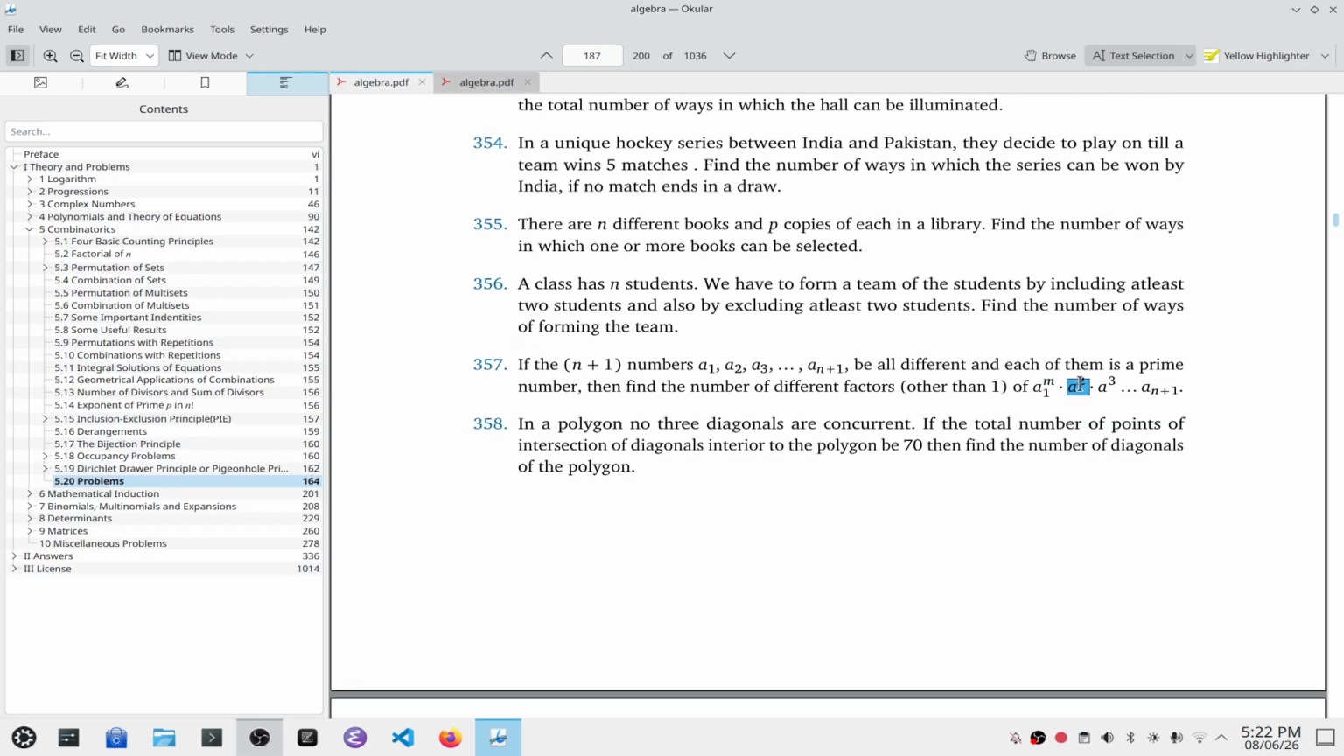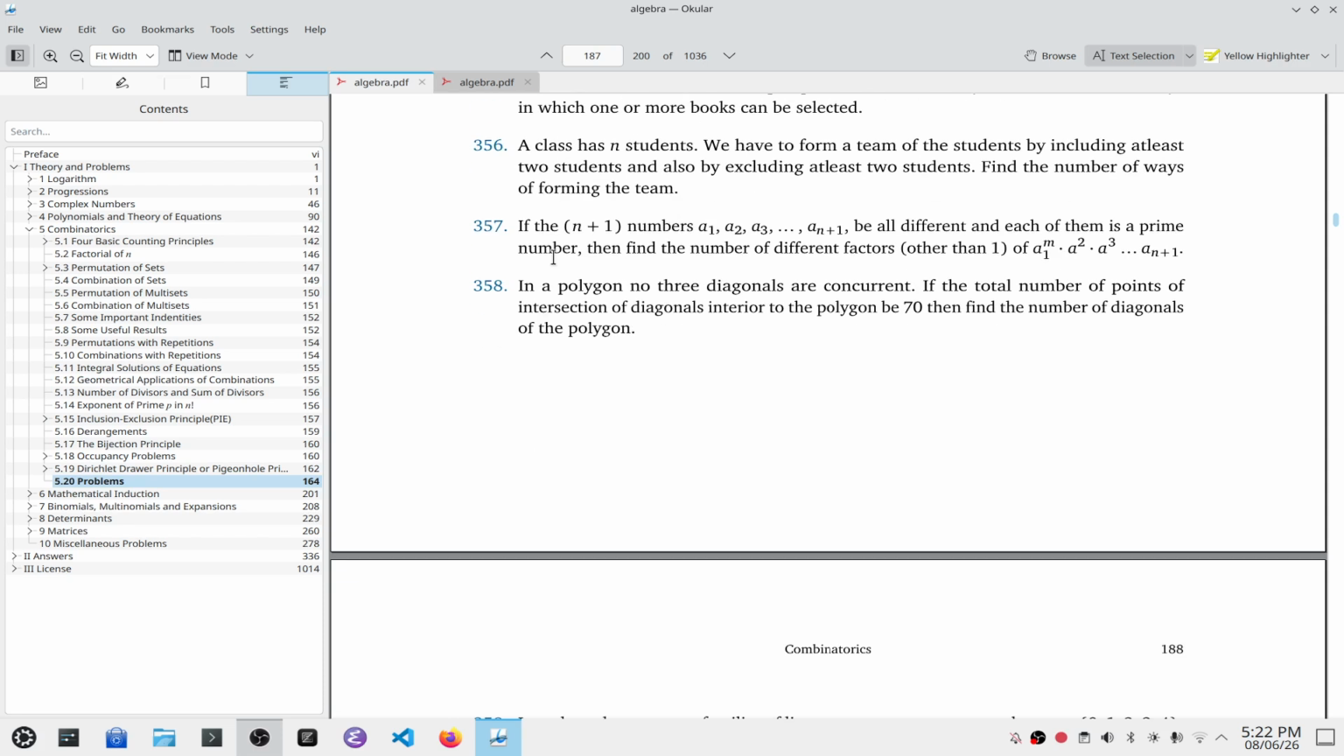So these are a1, a2, a3. This is not a square, this is a subscript actually. It is in a wrong place. Lots of typing mistakes are there in these questions.